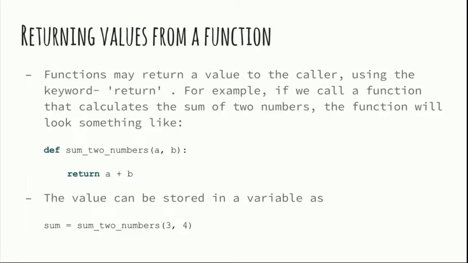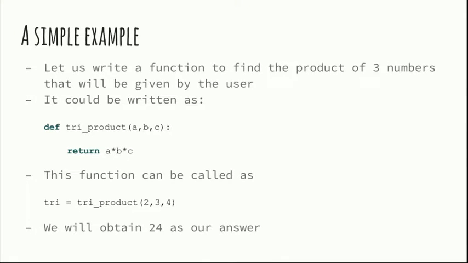Returning values from a function. A function may return a value to the caller using the keyword return. For example, if we call a function that calculates the sum of two numbers, the function will look something like def sum_two_numbers(a, b): return a + b. The value can be stored in a variable as sum = sum_two_numbers(3, 4).